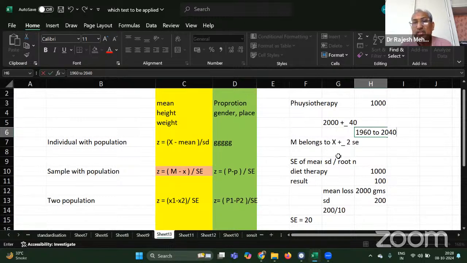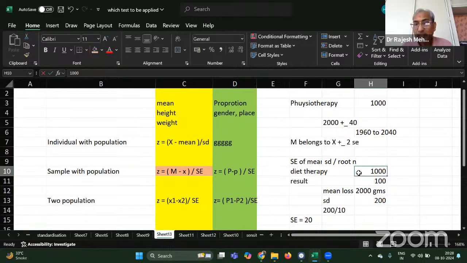So, I repeat, we had a 1,000 population. We have taken a sample of 100. The mean weight loss was 2000 grams. Standard deviation was 200. We found out the standard error is 20. Based on that, we found that the population mean will be between 1960 and 2040.